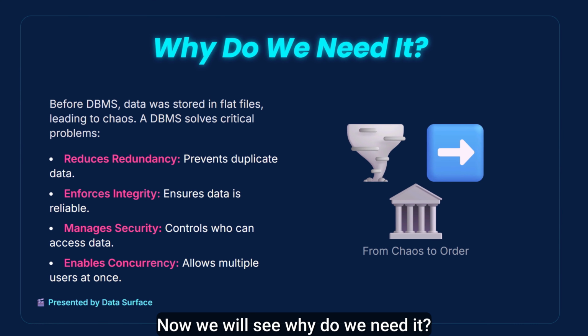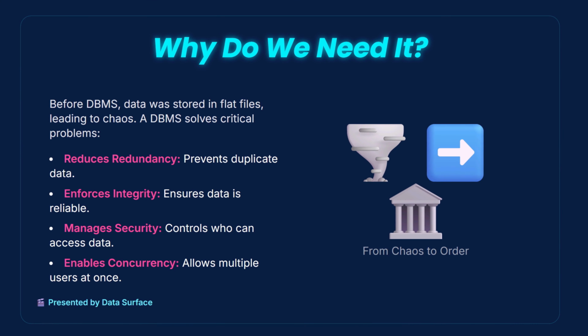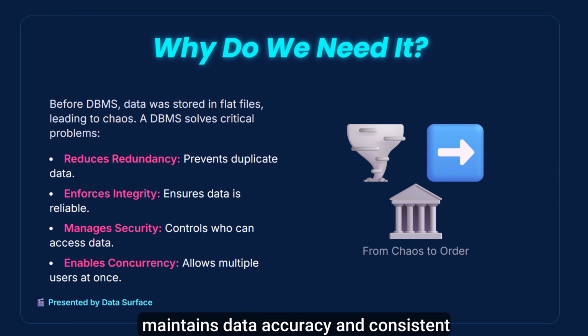Now we'll see why we need it. Why not just save everything in a simple text file? Here is why. DBMS prevents duplicate data. It maintains data accuracy and consistency, and it adds security, so only the right people can see or change the data or access the data. And most importantly, it makes retrieving even billions of records fast and efficient.